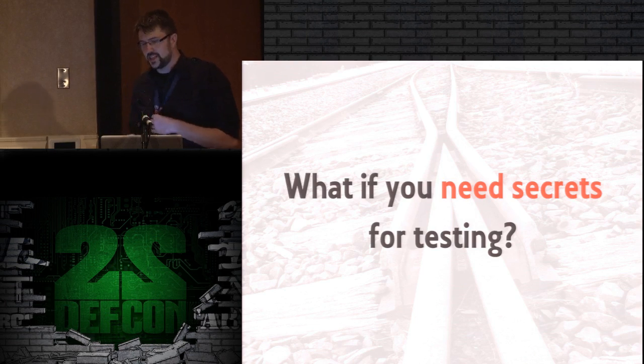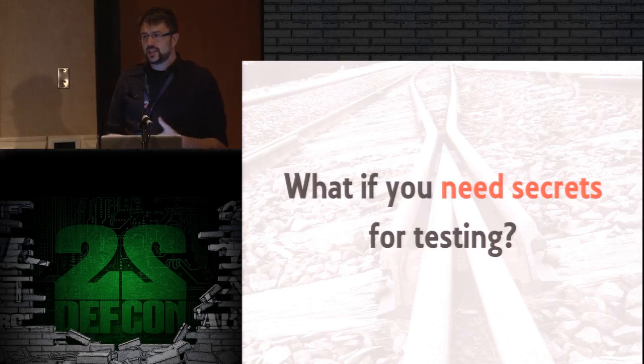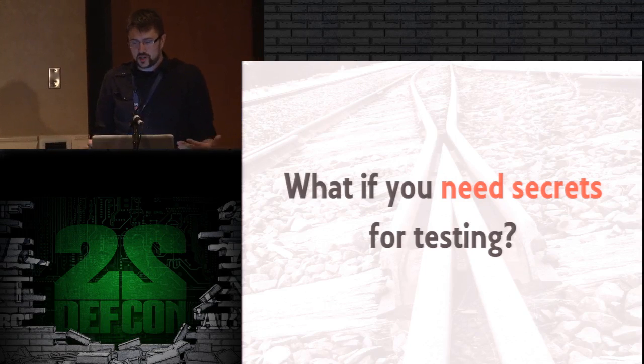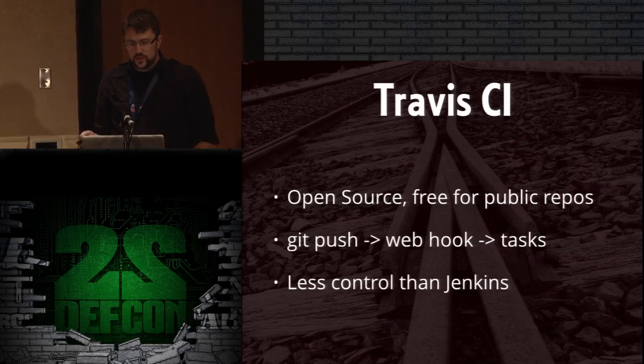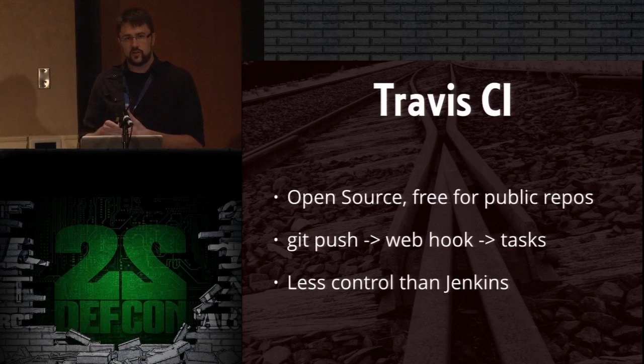But what if you actually need secrets for testing? I mean, it's not like you can live in a vacuum where your code never touches anything. You're not going to build any real web infrastructure with that. One option is Travis CI, and I'll get into why in a second. First, Travis CI is great for open source. It's free for public repos. You pay for private. You just do a git push. It hits a webhook, and then it'll send out tasks to go run your build and let you know whether or not you had success.